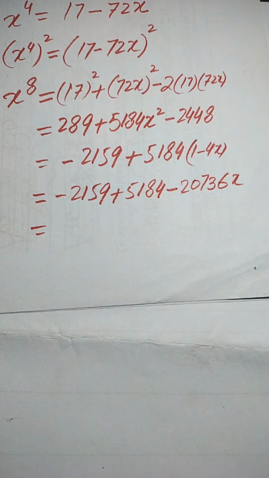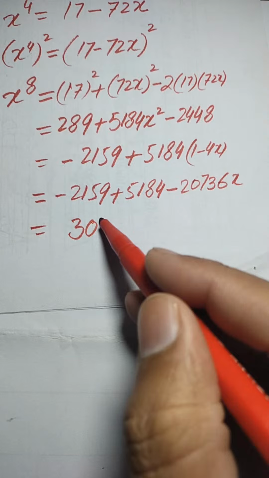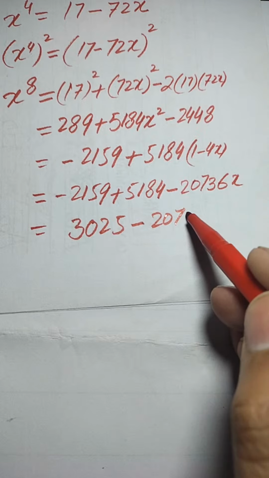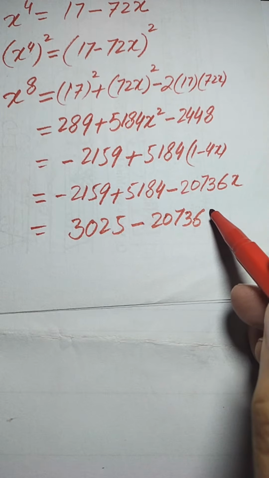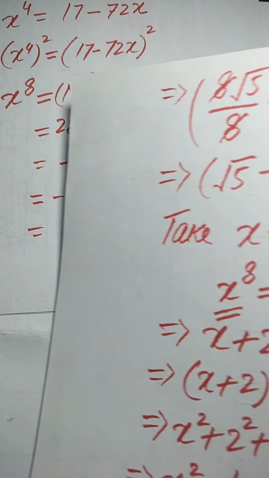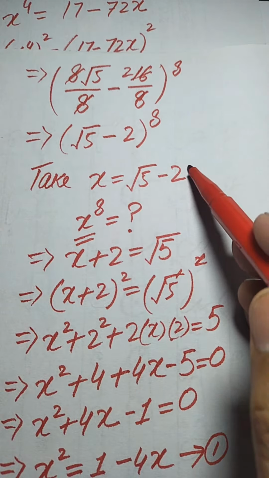So this is 5184 subtracted by 2159. So when we subtract these two values you will get 3025 minus our 20,736x. So here we need to move backward and we substitute the value of x here and we move towards our final destination. And you see here the value of x which we can take here is square root of 5 minus 2.